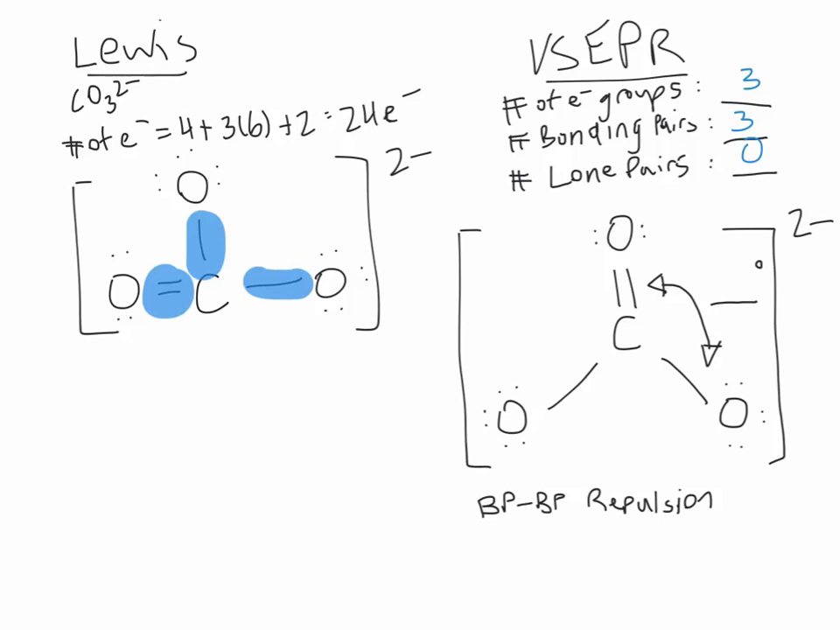It goes from lone pair to lone pair repulsion being the strongest, followed by lone pair to bonding pair, and then bonding pair to bonding pair. In this VSEPR structure, however, all of these bonds around the central atom are bonding pairs. So there's going to be equal repulsion between all 3 of the oxygens surrounding the central atom. And that's going to result in an angle of 120 degrees.